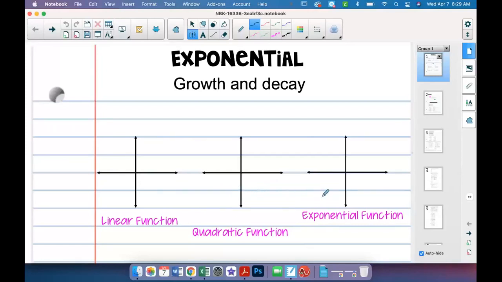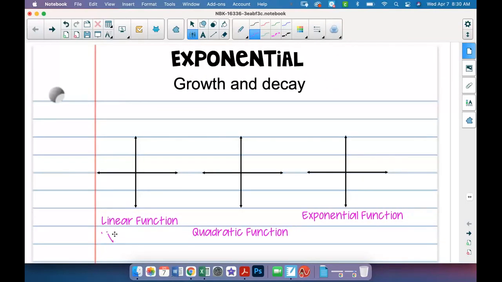About the first two, and now today we're going to talk about exponential. But I just kind of want to review what the three types of functions are, okay? So the first type, which is the linear function, this is when we have the equation y equals mx plus b.